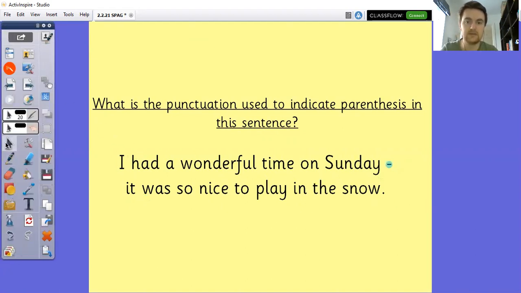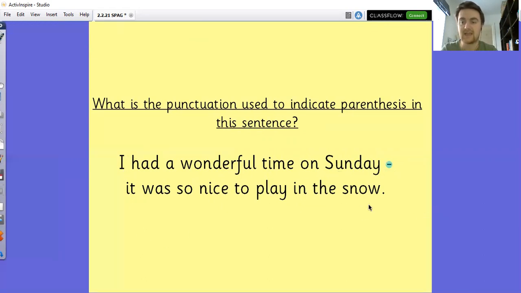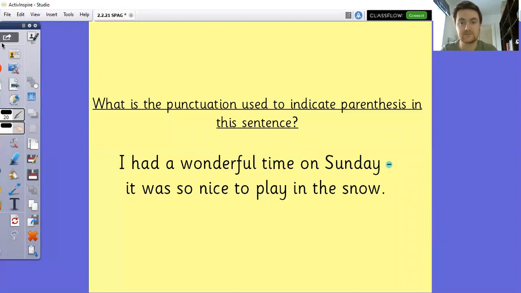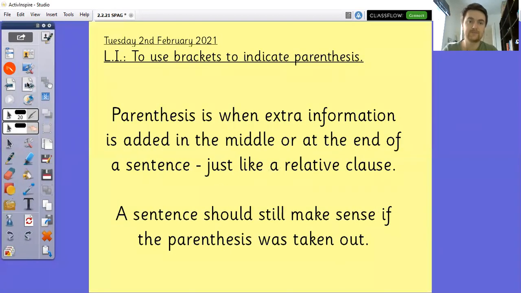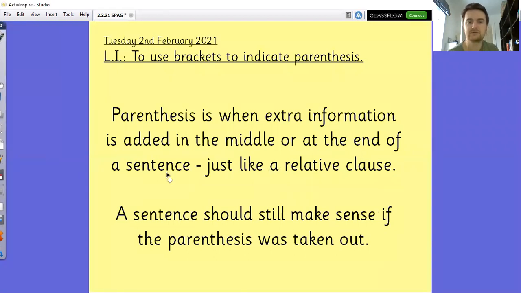Now, if it had been brackets needed there, we would have had a bracket before it and a bracket after it as well, but with commas and dashes, we only need one if the parenthesis comes at the end of a sentence. Parenthesis is when extra information is added in the middle or at the end of a sentence, just like a relative clause. A sentence should still make sense if the parenthesis was taken out. So that's something that you really need to remember when you're trying your activity today: if you removed the parenthesis from the sentence, does the sentence still make sense?